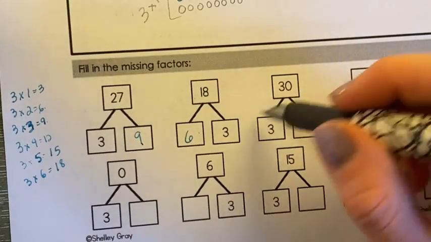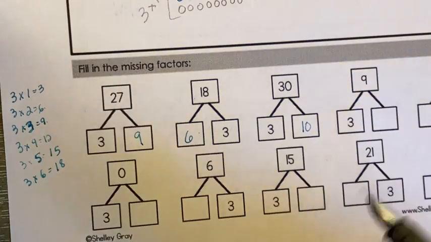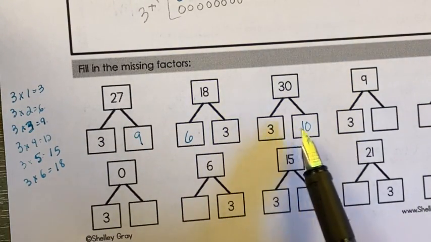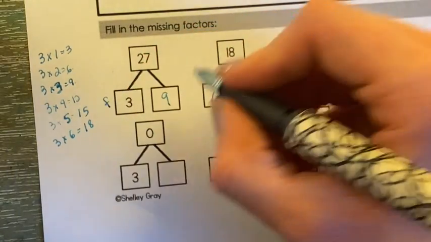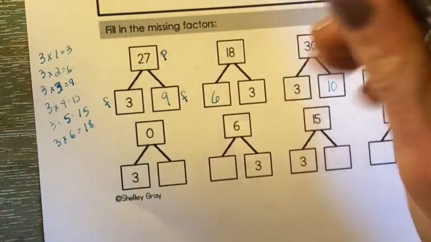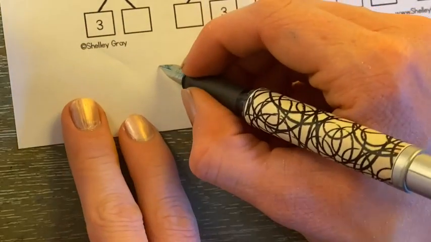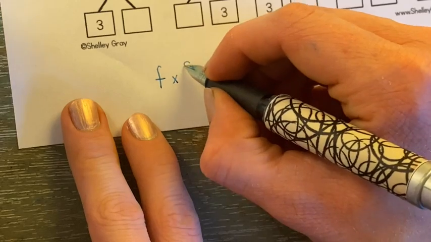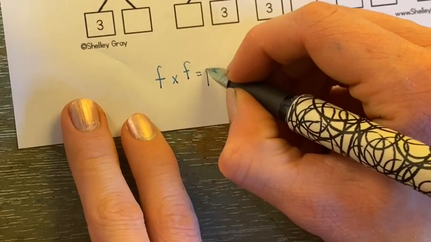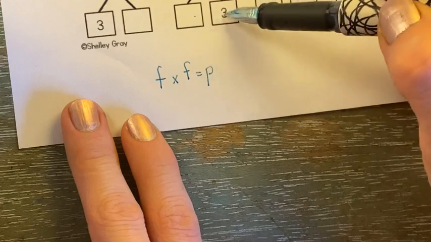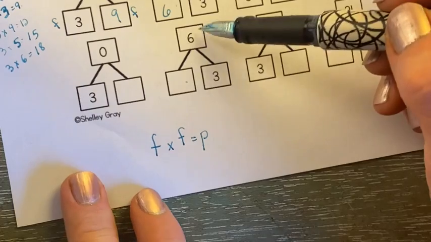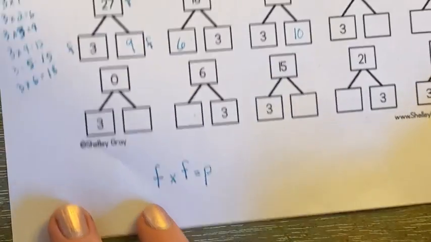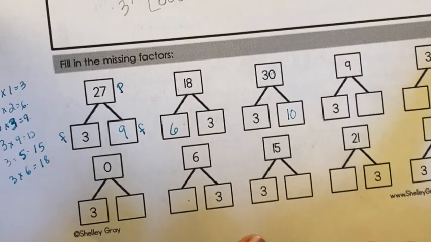And then I go here, okay, 3 times what is 30? 3 times 10 is 30. You're putting the missing factor. So this times this equals the product. Okay, factor times factor equals product. So these two are the factors, this part of the equation, these two things down here, and the top one is the product. It's like the equal. I want you guys to try this, okay? Try and figure out the missing factors of this in here.